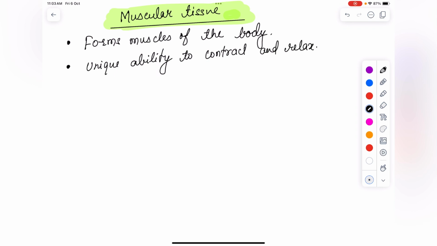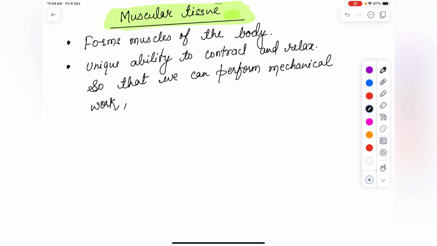इसमें जो एबिलिटी होती है कॉन्ट्रैक्ट करने की और रिलैक्स करने की, इसकी वजह से हम लोग क्या कर सकते हैं? We can do our work, we can perform some mechanical work, and it is also responsible for the movement of the body, so that we can perform mechanical work. It helps in locomotion.